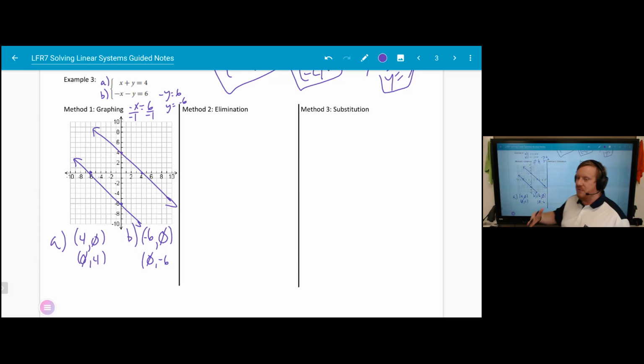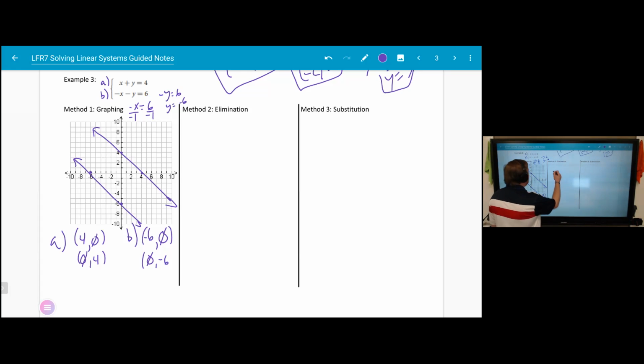And you'll notice I said for graphing, it looks like. I'm doing the best I can. It just looks like it, though. Let's try elimination. This is one of my favorites. That's why I chose this problem. x plus y equals 4, negative x minus y equals 6.